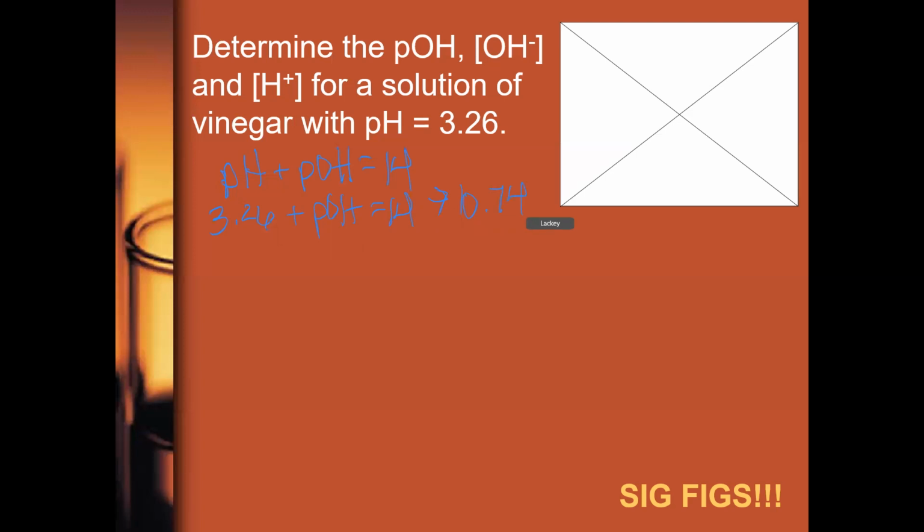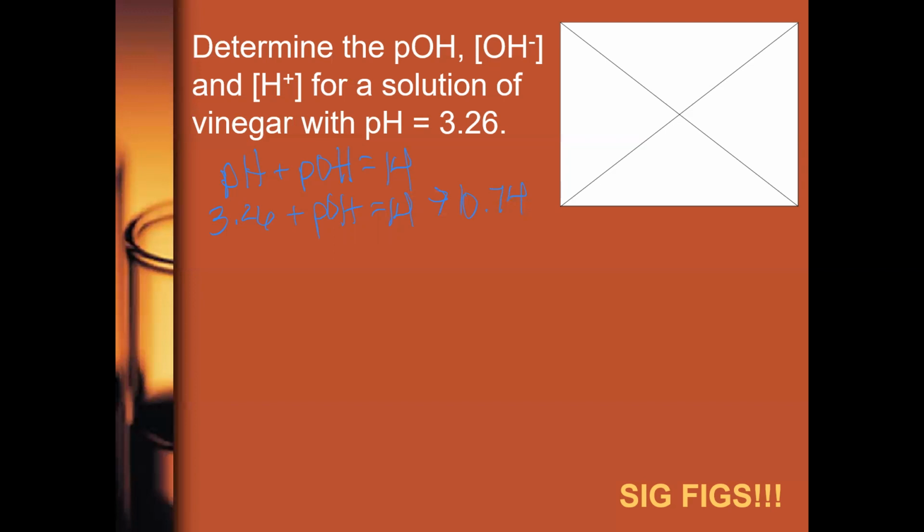And it does mention sig figs. So remember, adding or subtracting, you do the least number of decimal places. 14 is a constant, so we don't deal with that, but we want to make sure it has the same number of decimals as our number given.